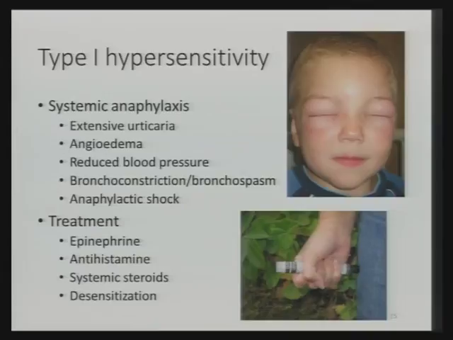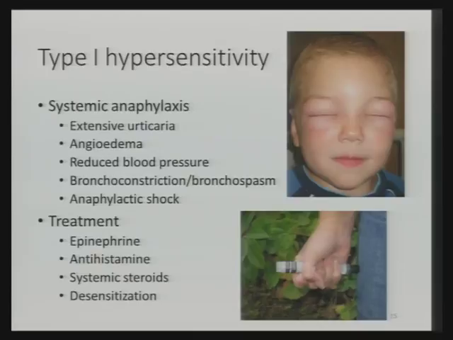Serious consequences happen with systemic anaphylaxis. You have extensive urticaria, an itchy rash distributed over your whole body, you have angioedema, the blood pressure decreases, and you may have signs of bronchoconstriction. How do you know your patient has bronchoconstriction? What would the patient tell you? Difficulty in breathing. What would you find from the patient? What are the signs of bronchoconstriction?